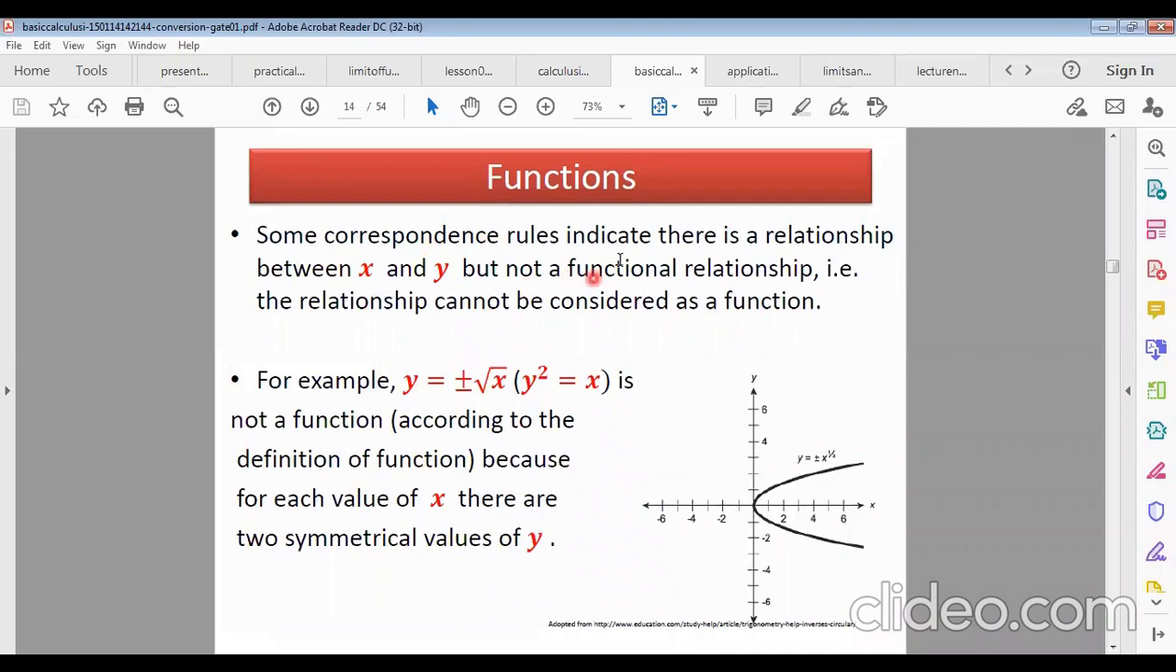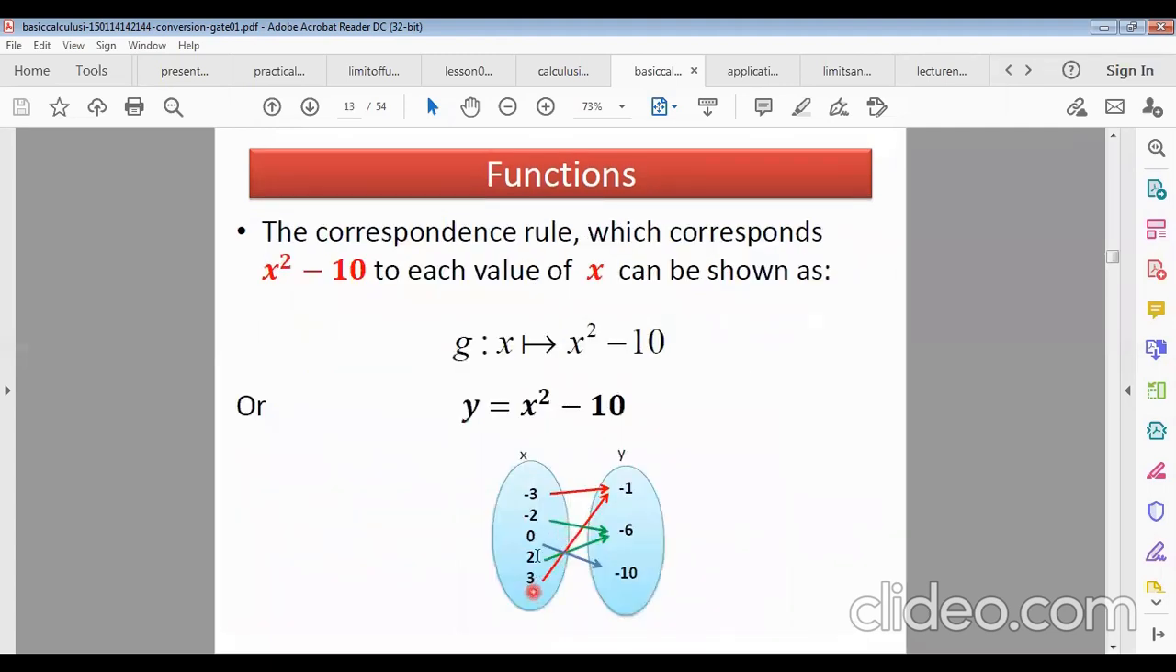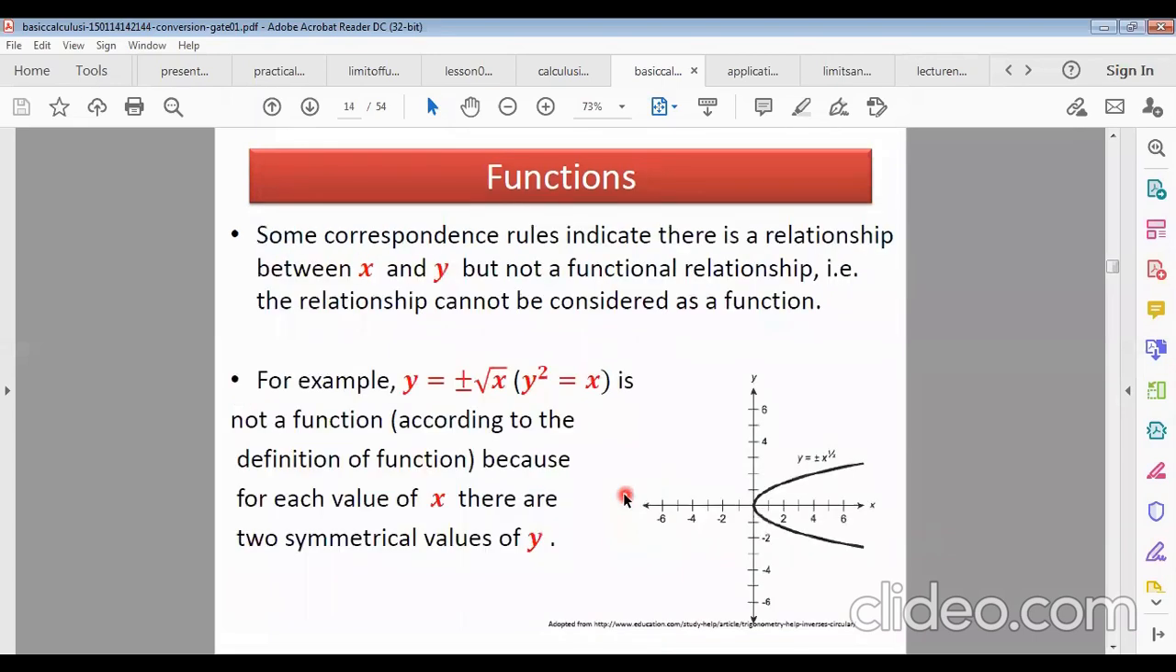Some correspondence rules indicate there is a relationship between x and y, but not a functional relationship. That is, the relationship cannot be considered as a function. For example, y equals plus minus root x. That means y square equals x. It is not a function, because according to the definition of a function, for each value of x there are two symmetrical values of y. So we get two symmetric values of y. That means for each value of x, we get more than one value. This is why it is not a function.